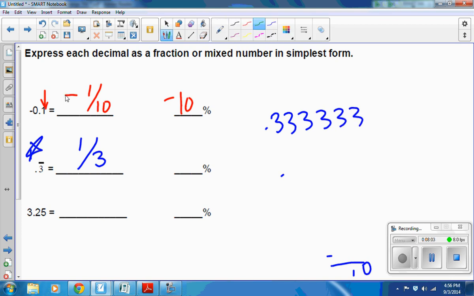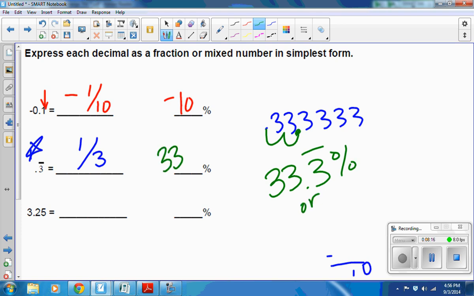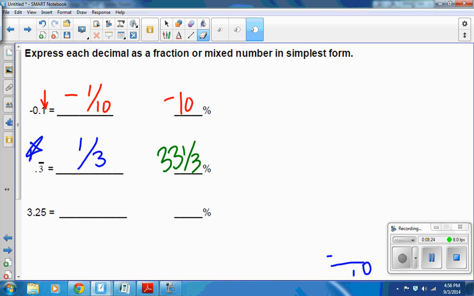So, move the decimal 2 times to the right, and I'm looking at 33.3 repeating percent, or I can say 33 1/3%, just like that. Simple as that. Last one, and then you can try to attempt your evidence or ask for a workshop if you still don't understand. We have 3.25.